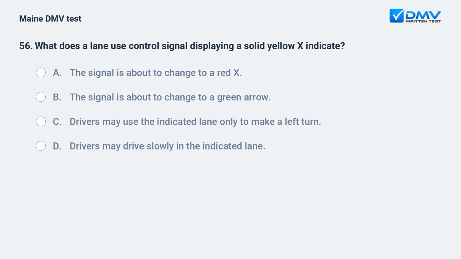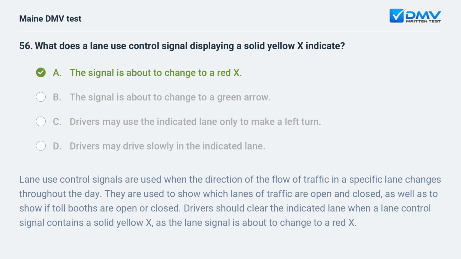What does a lane use control signal displaying a solid yellow X indicate? A. The signal is about to change to a red X. B. The signal is about to change to a green arrow. C. Drivers may use the indicated lane only to make a left turn. D. Drivers may drive slowly in the indicated lane. A. The signal is about to change to a red X.